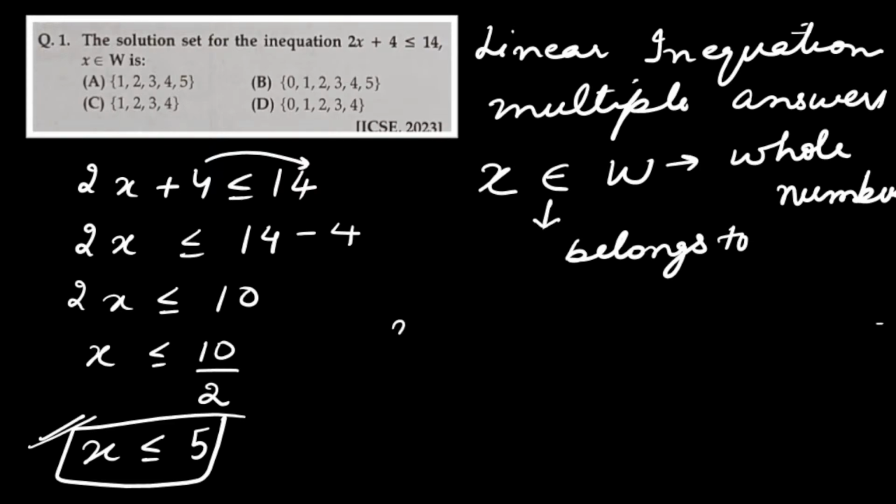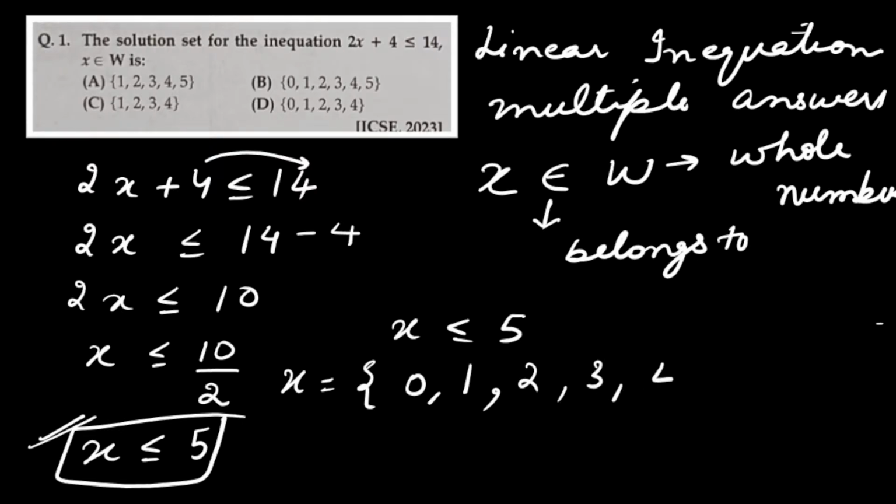So I've got this: x is less than equal to 5. Whole numbers start from 0, so 0 is also a value of x because x is less than equal to 5. 1 is also less than 5, 2 is also less than 5, 3 is also less than 5, 4 is also less than 5. And here it is less than equal to, that means 5 is also included.